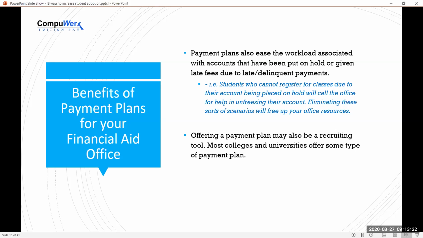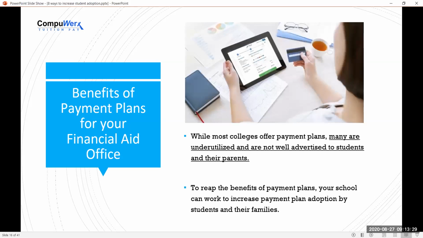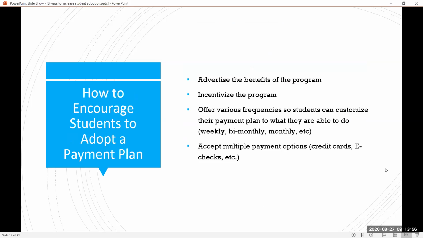Offering a payment plan may also be a recruiting tool. Most colleges and universities offer some type of payment plan. Even though most colleges offer a payment plan, most of them are underutilized. They are not well advertised to students and their parents. So to reap the benefit of a payment plan, your school can work to increase payment plan adoption by students.